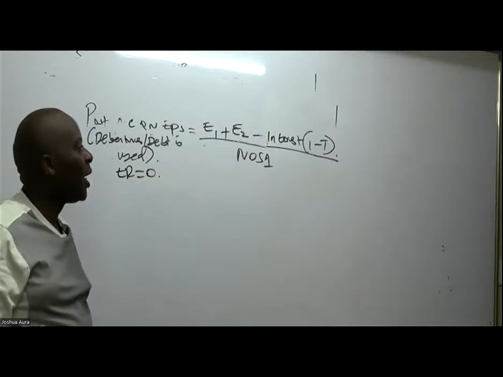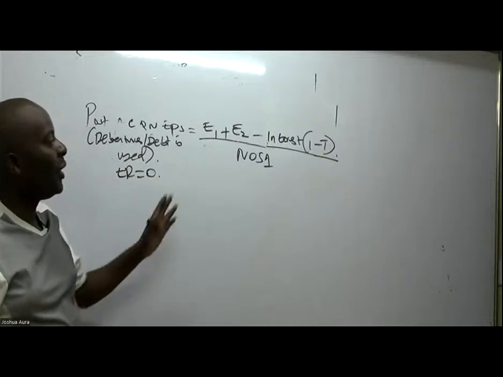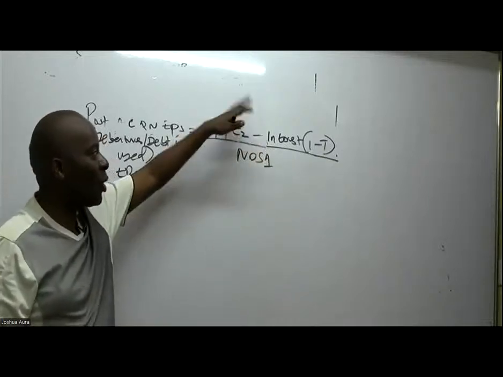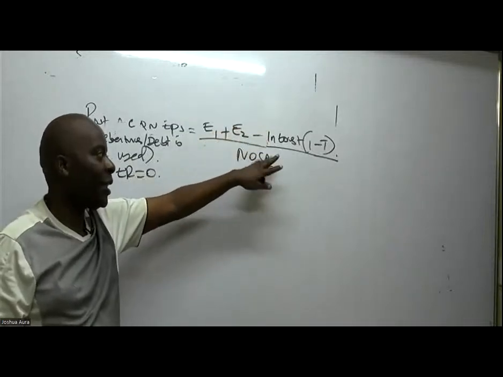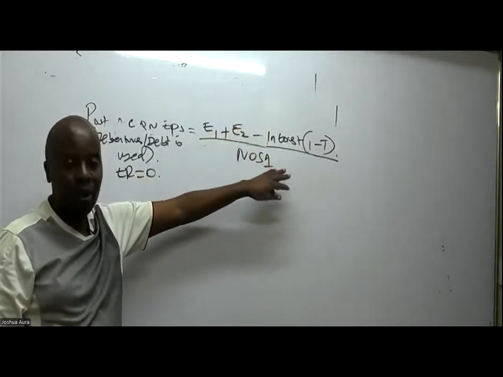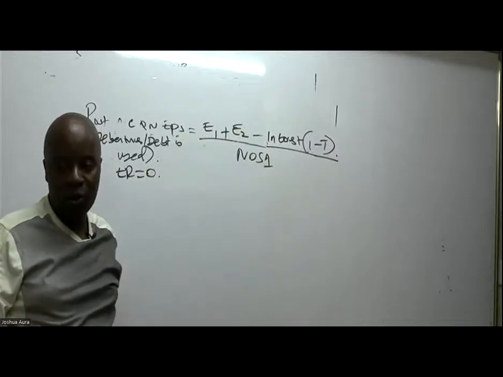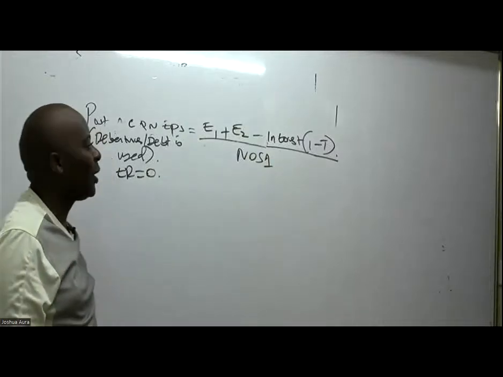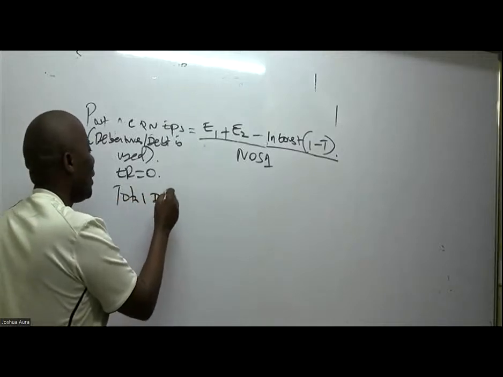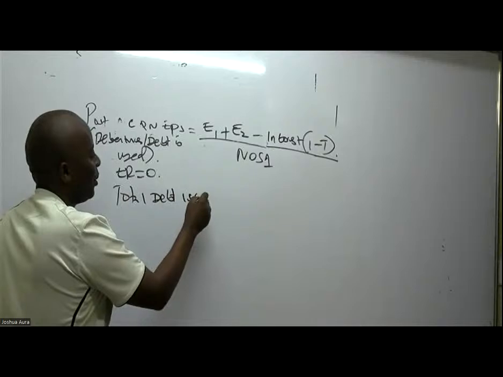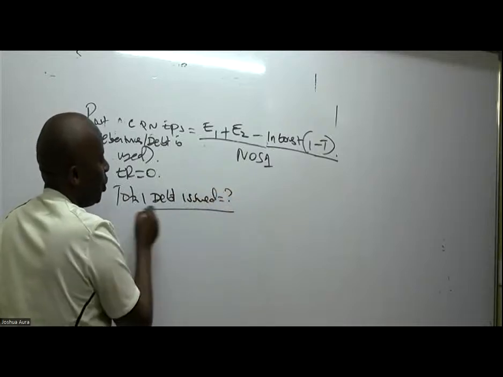Very, very important. And because it is debt being used, then debt must reduce my total earnings. Interest must reduce my total earnings, but that interest has to be after what? Has to be after tax. So then kindly come here and give me the total debt issued.